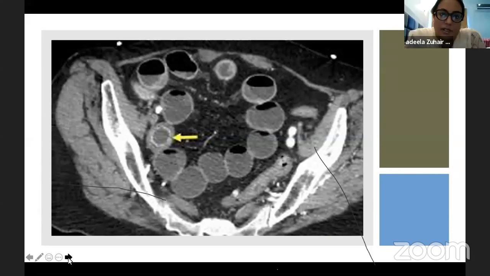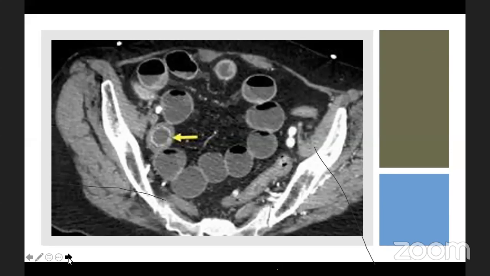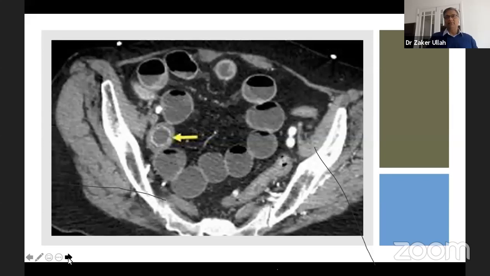You just give a nick and take the stone out. Where do you make the nick? That is my question. I will press it and after proximal in the healthy bowel, I will do the incision and milk it out. Absolutely. So milk it proximally. You're absolutely right. Milk it proximally.